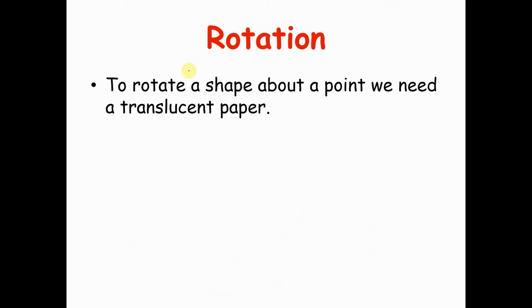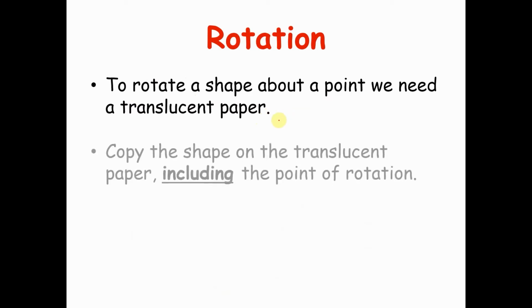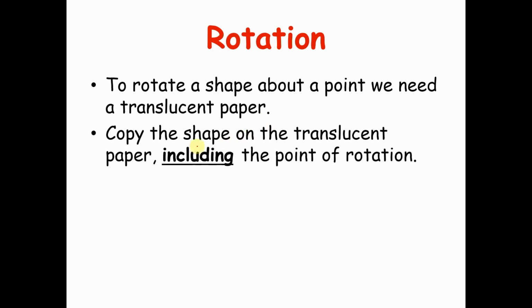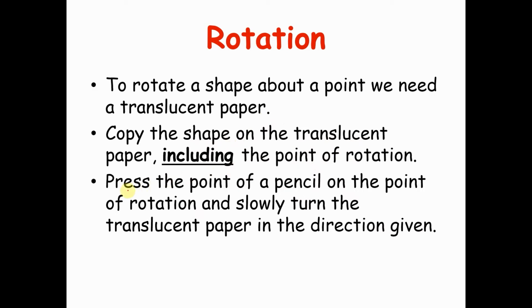So, to rotate a shape about the point, we need a translucent paper. As I told you, I'm using the baking sheet. We need to copy the shape, that is, trace the shape on this paper, including the point of rotation. Then you need to press the point of a pencil on the point of rotation and slowly turn the translucent paper in the direction given. The direction is either clockwise or anti-clockwise.